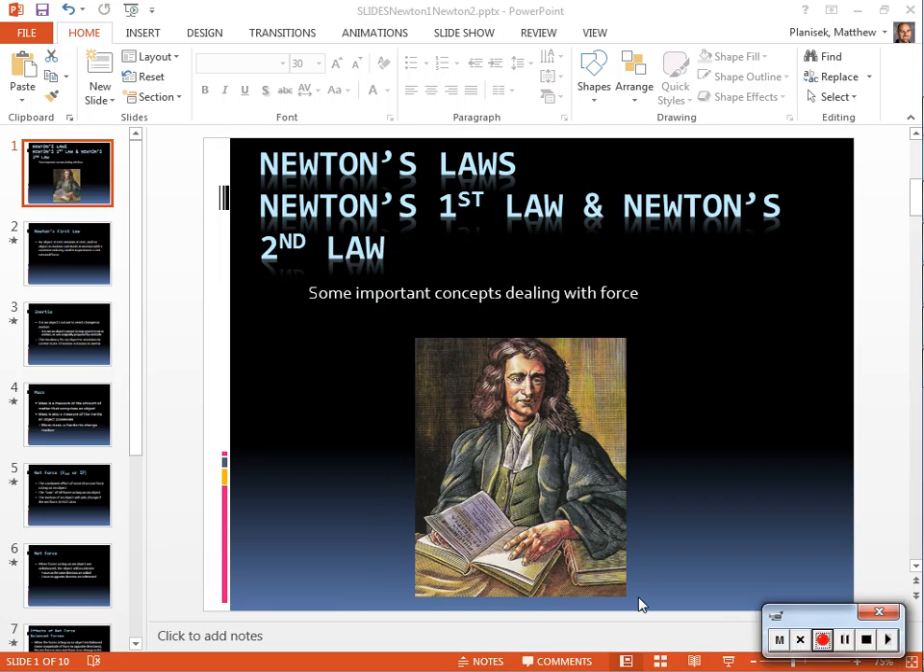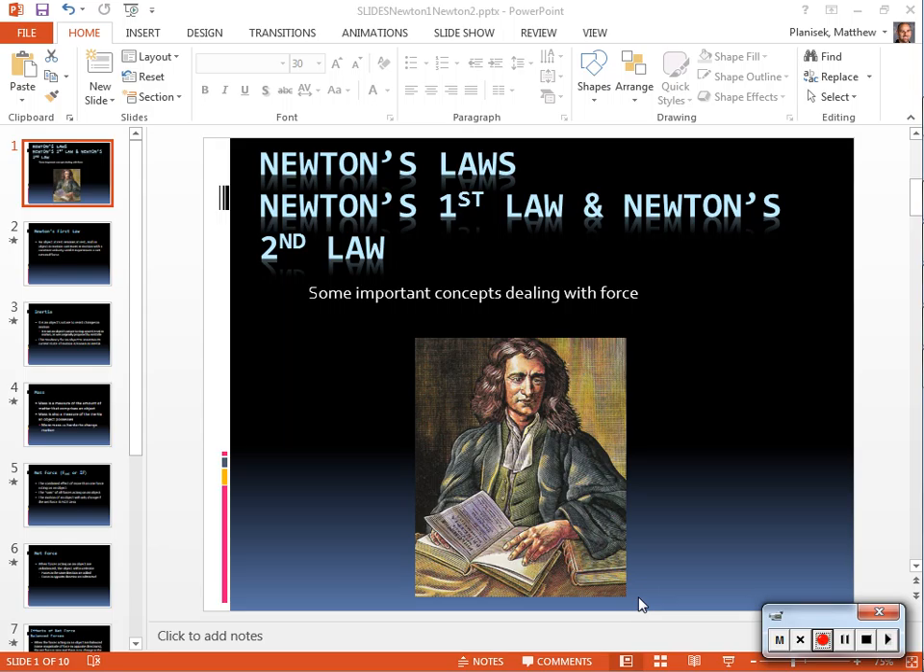So, on Tuesday, we introduced the concept of force. And we said that force does what? Pushes or pulls. But what happens when it pushes or pulls? It changes an object's motion, right? It's acceleration. It causes acceleration. Okay? So, yesterday, we started talking about Newton's first law, an important concept dealing with force.